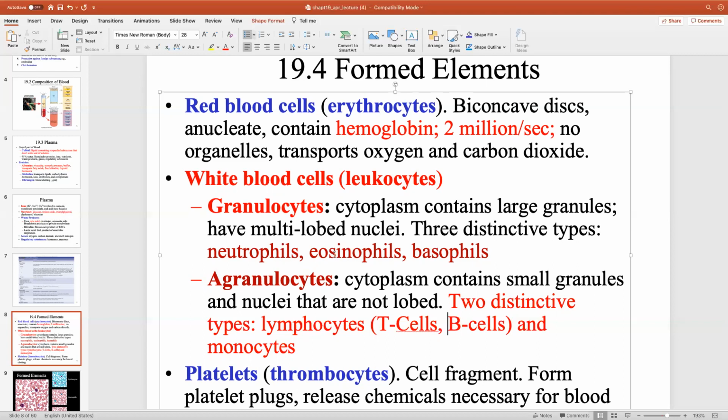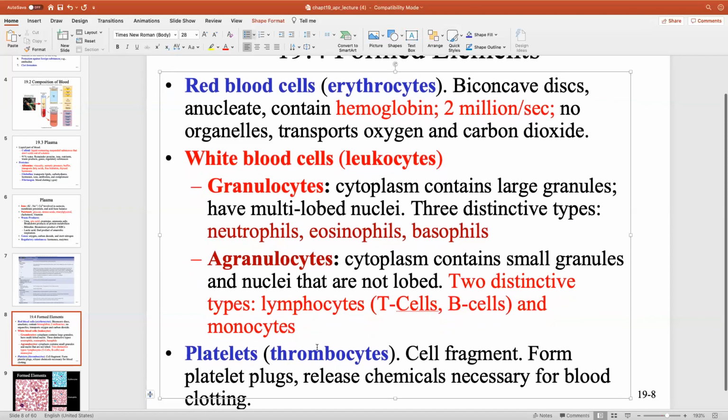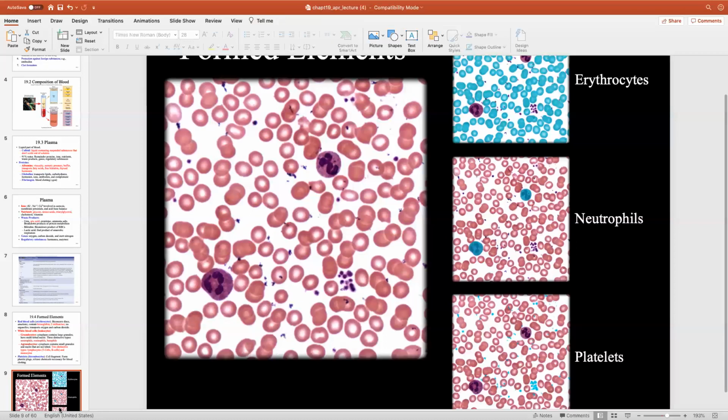They don't give us immune memory. It is these cells and the monocytes that do, right? And in chapter 23, we'll go into a lot more detail about these. Platelets are cell fragments. They form platelet plugs. They release chemical factors, and they activate chemical factors necessary for blood clotting to occur. We'll talk about platelets at the end of this chapter as well.